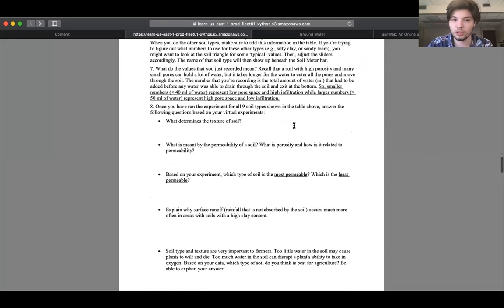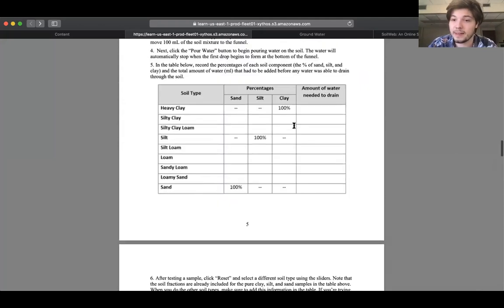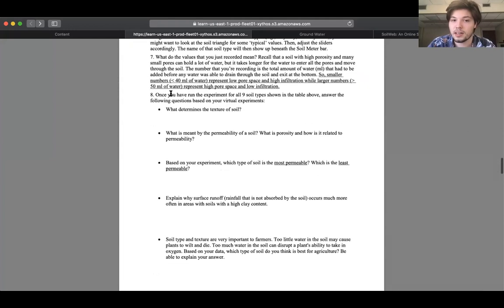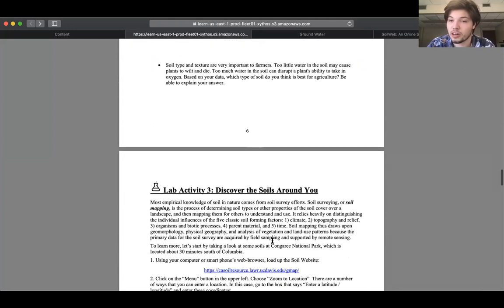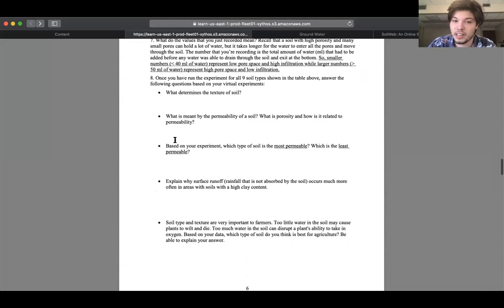So smaller numbers, like less than 40 milliliters of water, represent low pore space and high infiltration, while larger numbers, greater than 50 milliliters of water, represent high pore space and low infiltration. So you're going to use all of this information and the table you filled out to answer these questions after you've run those 9 soil samples.